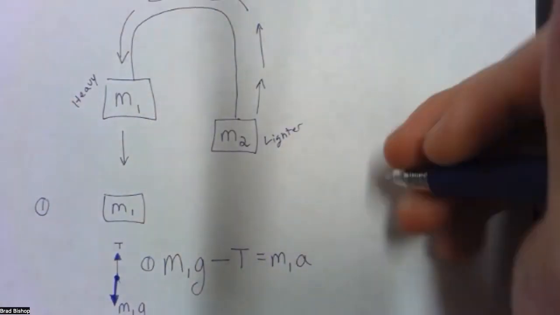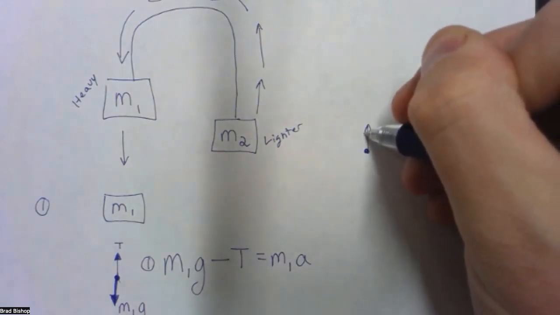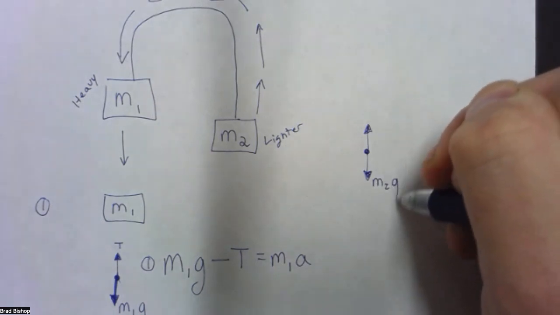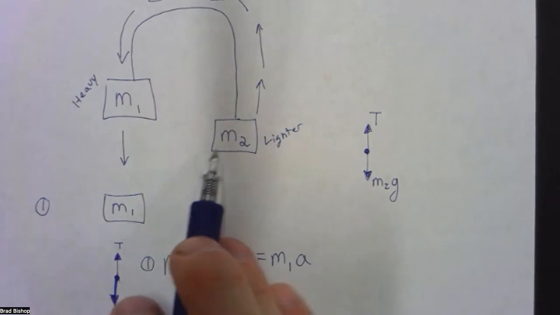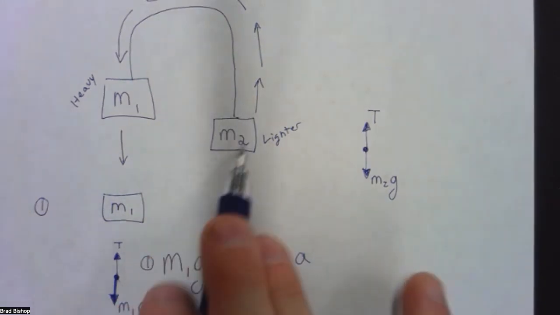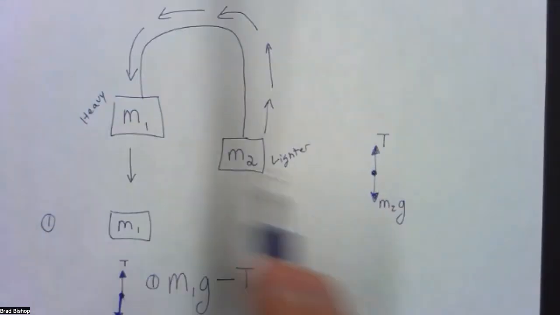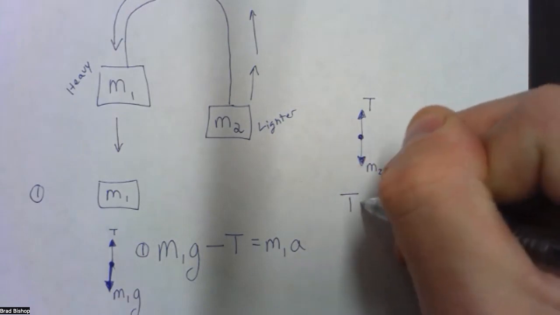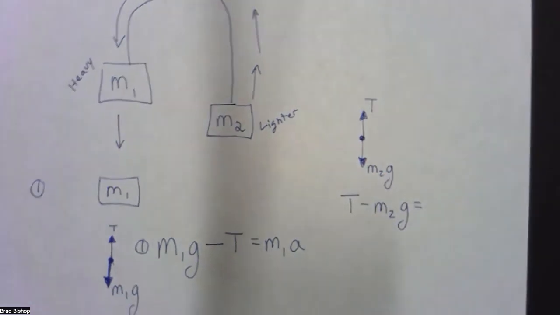Now let's look at M2. M2, very similar. We have an upward tension and a downward weight of M2G. And so we set up our equations. But remember, on this side, we called up the positive direction. Positive was in this direction. So for the equation, it's going to be a little bit different.